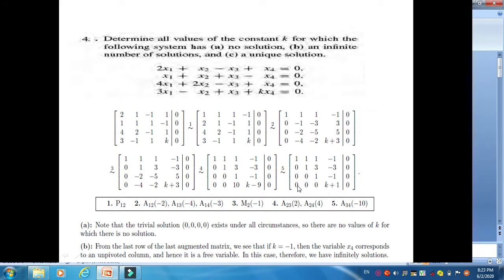So it means if we put minus 1, that whole row becomes 0. So what is the rank now? Rank is 3 and the number of unknowns is 4. So it tells us that the system has an infinite number of solutions.